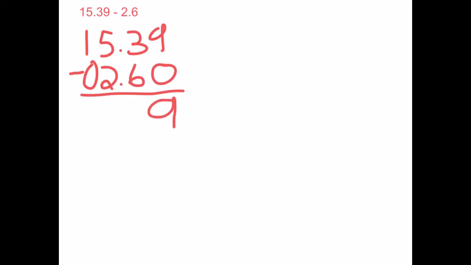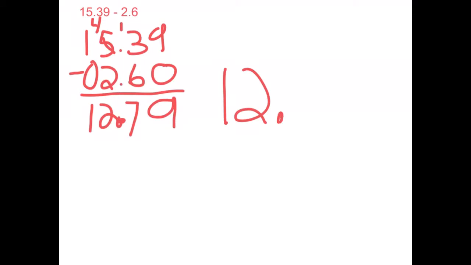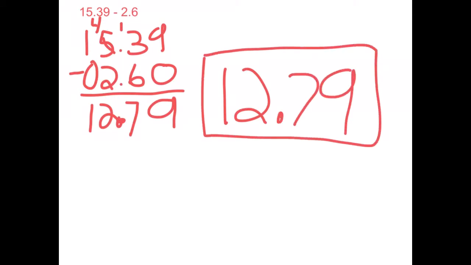3 minus 6, oh, you can't do that, so you have to borrow from the 5 and turn the 5 into a 4. Give your 3 a 10, and then 13 minus 6 is 7. Put down your decimal. Then you do 4 minus 2 is 2, and 1 minus 0 is 1. So the answer to our problem is 12.79. So you do it just like that.